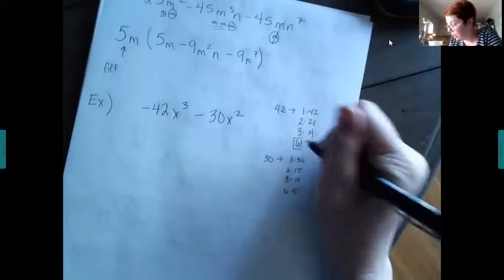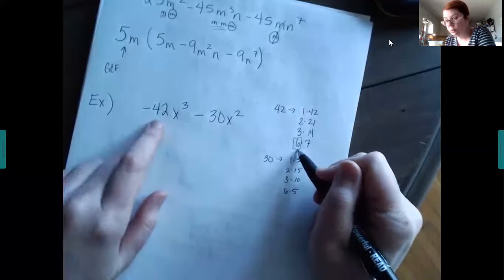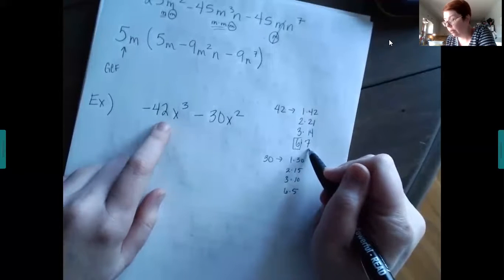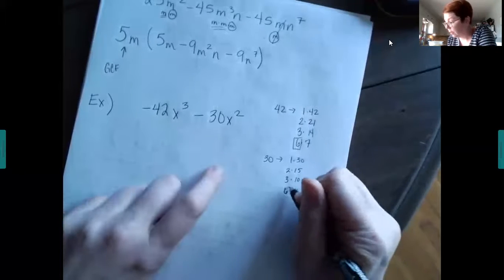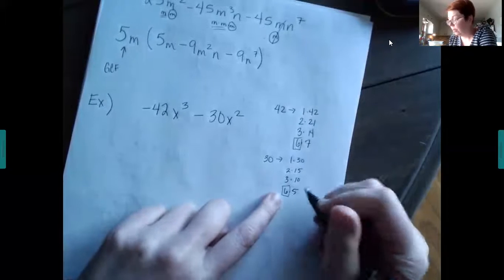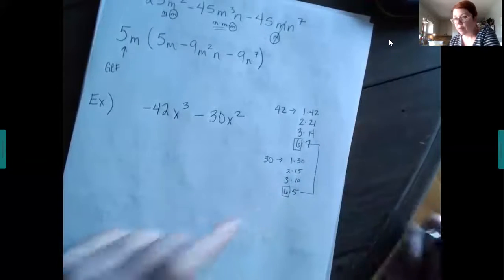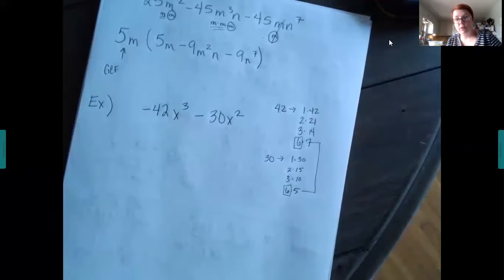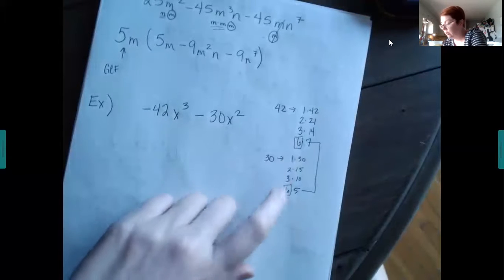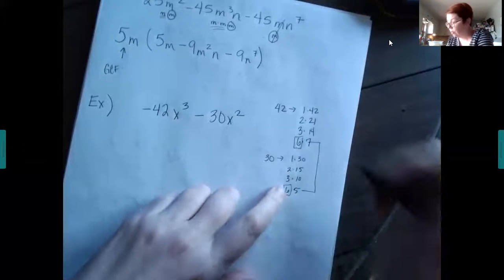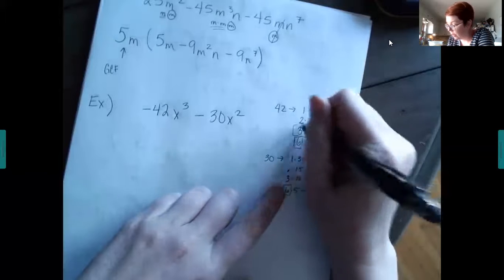So here, if I divide 42 by 6, I get 7. Here, if I divide 30 by 6, I get 5. So between 7 and 5, those are not in common, right? They don't share anything in common. So that's how I noticed to do this rather than this.